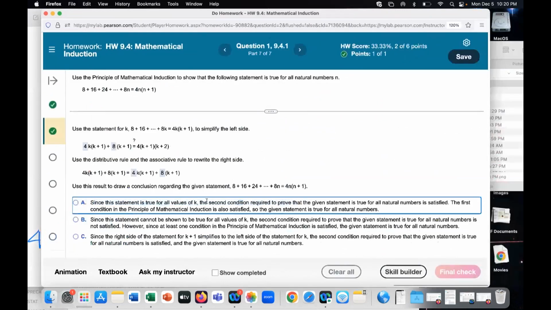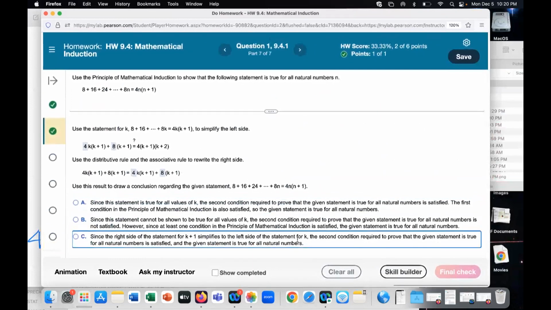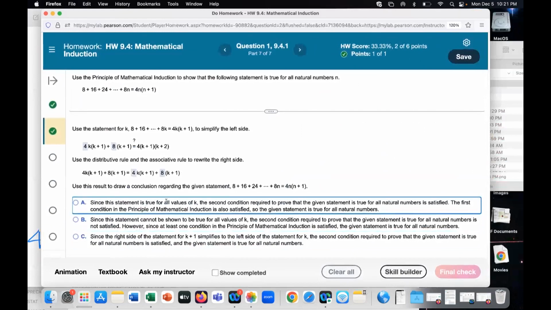And so let's talk through these. Since the statement is true for all values of k, the second condition required, that is not right. How about since the right hand, that's not it either, right? Because it's not that the right hand side simplifies the left hand side. Is there another one? Since it is shown true for all values of k. Okay, this is the one that we want. I'm sorry, I had to think about it.